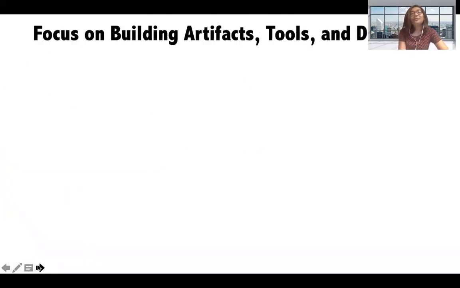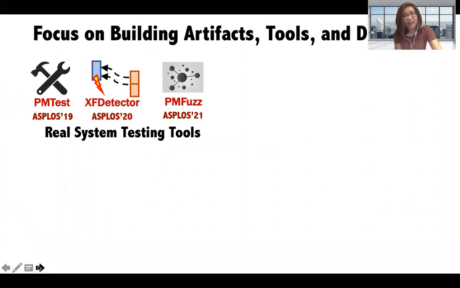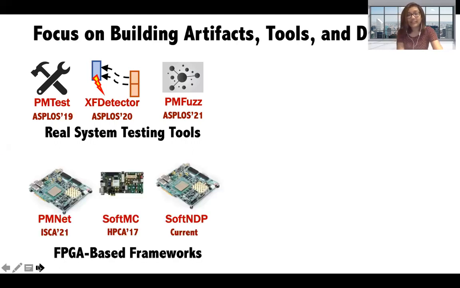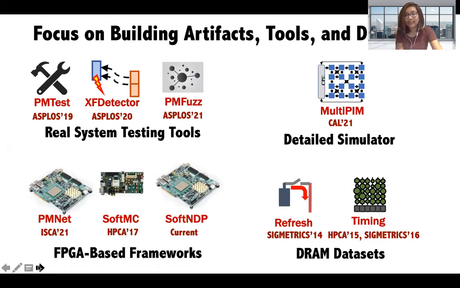In addition to designing the system for the future, my research group also places a strong emphasis on building artifacts, tools, and data sets. So in our group, I try to build real system testing tools. We have FPGA-based frameworks, we have simulators, we have real data sets. It is very important to build these real system tools and artifacts, because that's how we prove that we are making changes which are practical, and we open source these prototypes so other people can build upon our infrastructure.